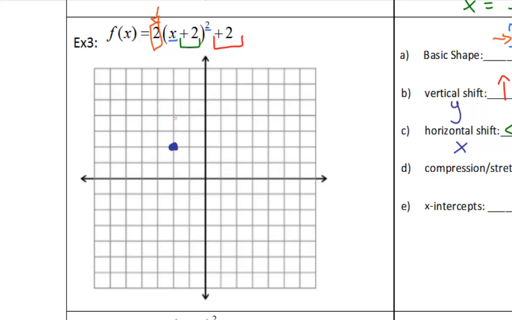From here I go up 2 units and then 1 to the left. Back to my vertex, I go up 2 units and 1 to the right. Notice you always go over 1. You never go over anything other than 1.